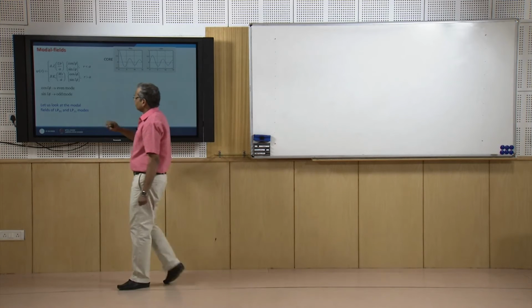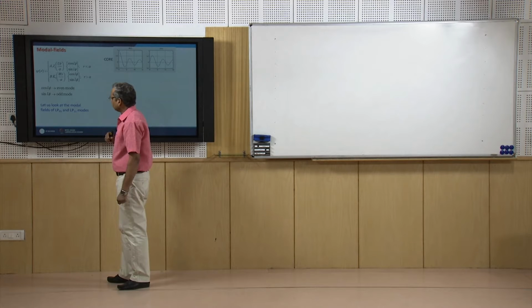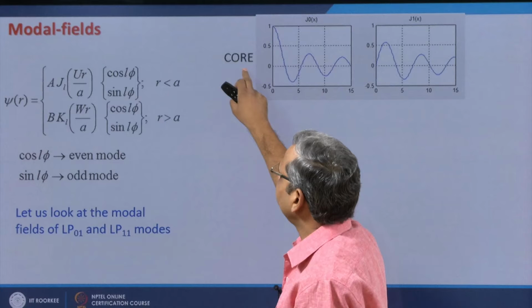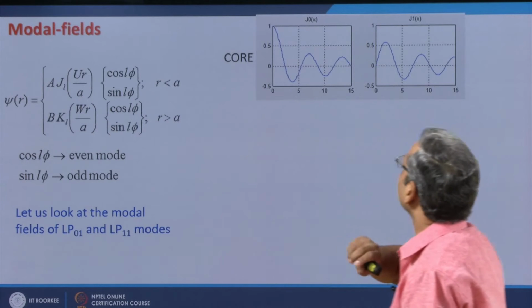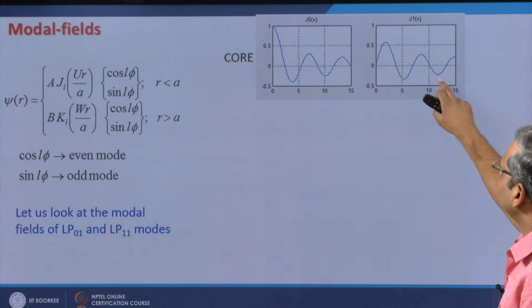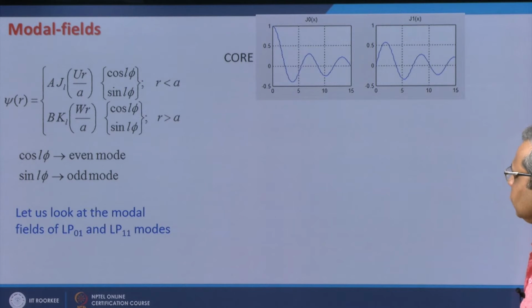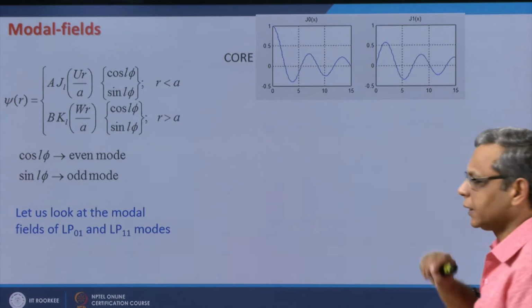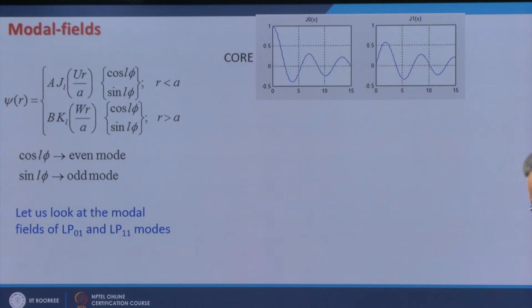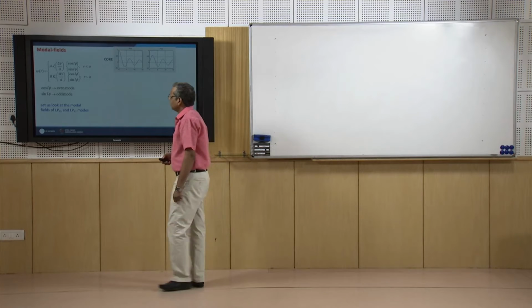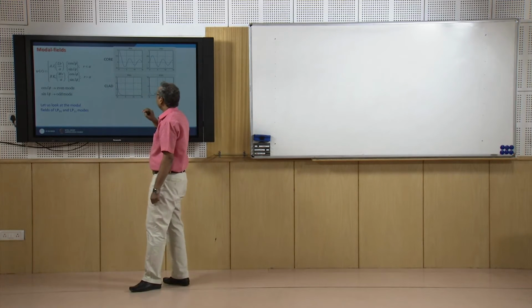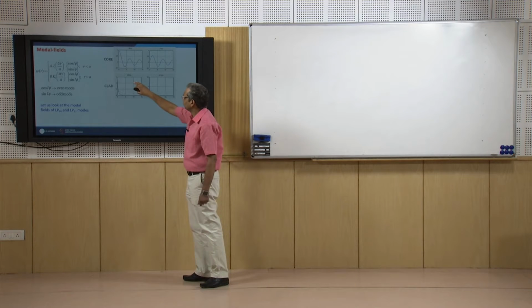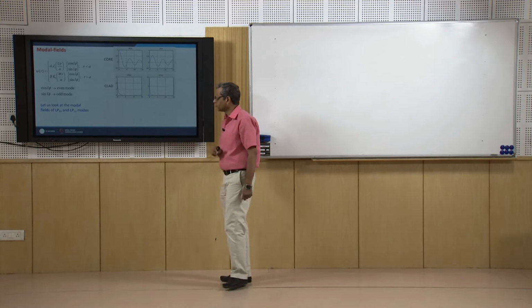Since we are looking at LP01 and LP11, here L is equal to 0, here L is equal to 1. So, in the core I will have the solution for the LP01 mode as J0(UR/A), and for the LP11 mode J1(UR/A). Let me plot J0(x) and J1(x); they look like this. In the cladding I will have the solutions K0(WR/A) and K1(WR/A). Let me plot how K0(x) and K1(x) look like.